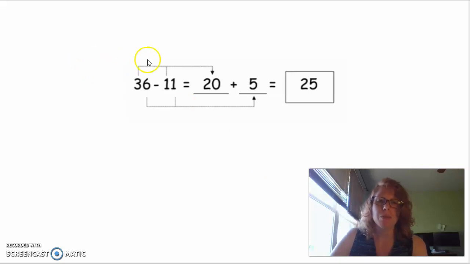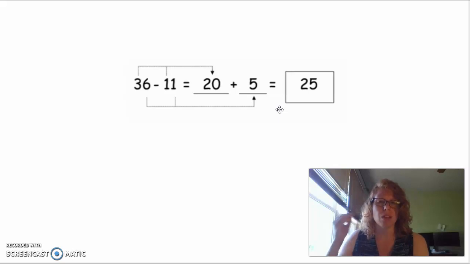Some of you might also be noticing the different arrows that are going from one set of numbers to another. Like on top we have an arrow going from the 3 over to the 20, and then the same arrow hooks up with the 11 and goes to the 20. And then on the bottom we have an arrow going from the 6 over to the 5, and that same arrow hooks up from the 1 in the 11 to the 5. So what do you think might be going on in there?